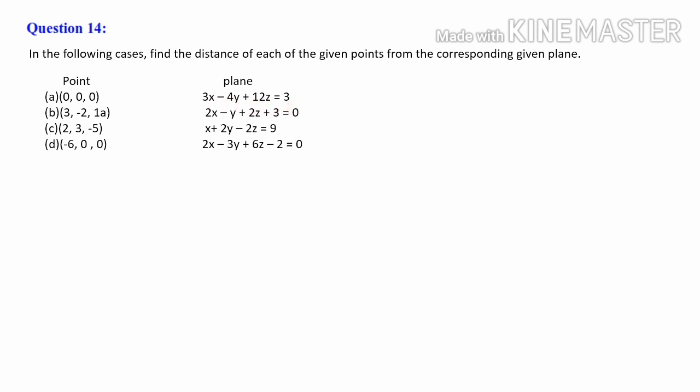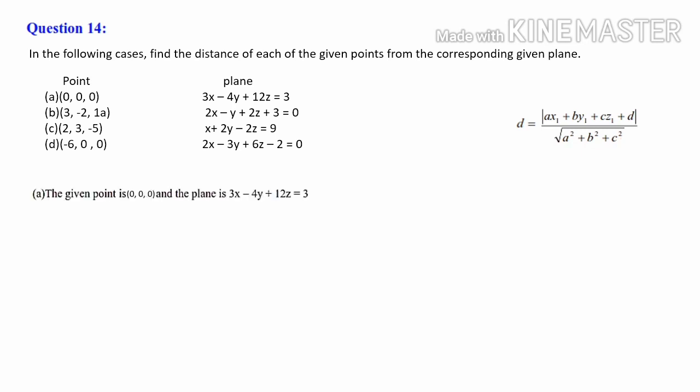So let's recall the formula for finding the distance of a point x1 y1 z1 from the plane ax plus by plus cz plus d equal to 0. It is d is equal to modulus of ax1 plus by1 plus cz1 plus d divided by root of a square plus b square plus c square.